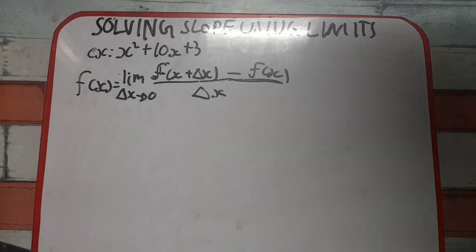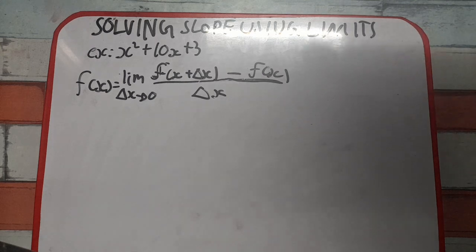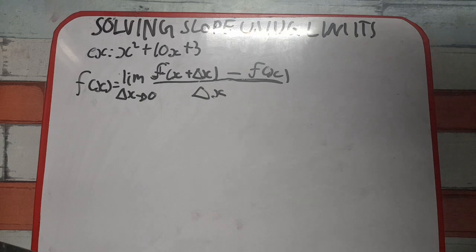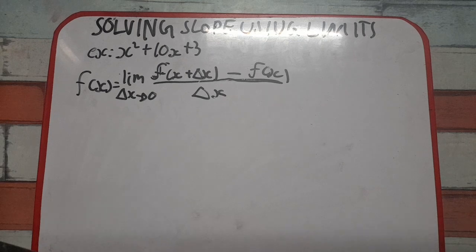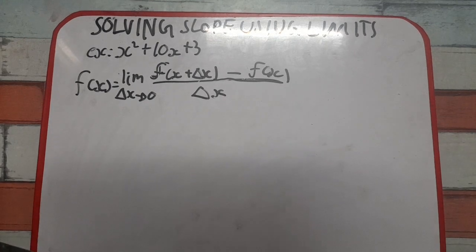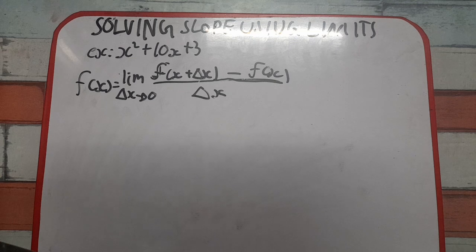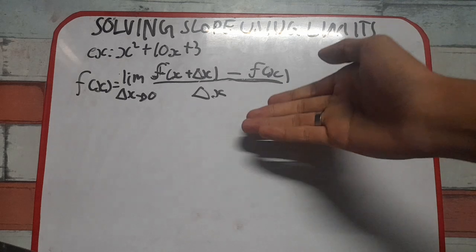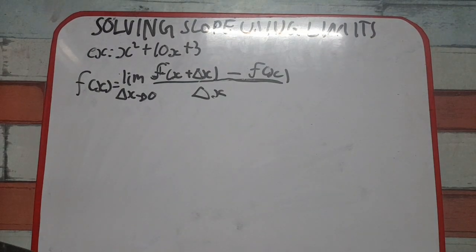We are solving for a tangent line problem. Today we are solving slope using limits. We're trying to find the slope using limits. So we have our example here, x squared plus 10x plus 3, in which we're going to solve it using this function. F of x is equal to the limit of this function, as you can see, as delta x approaches 0. So let's get to the start.